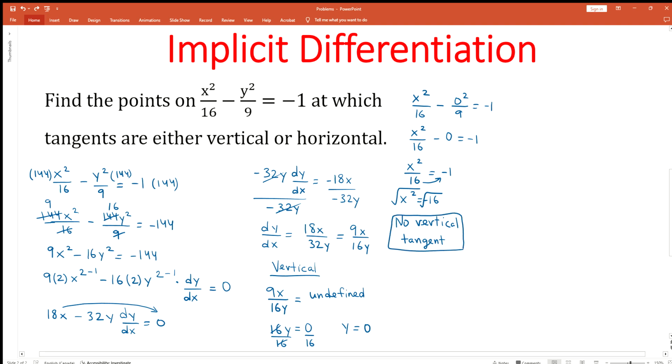Now we can do the analysis for horizontal tangent. Slope of a horizontal line is equal to 0. So we should set the expression for dy over dx equal to 0 to find points at which the tangent is horizontal.